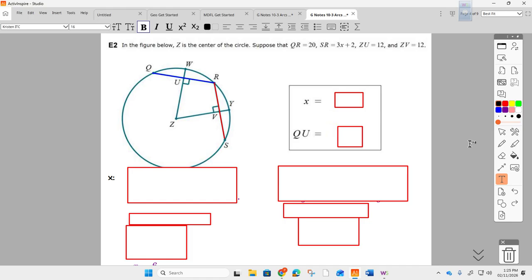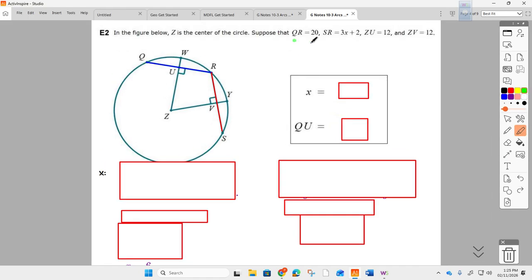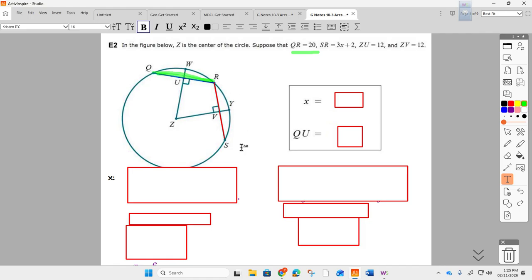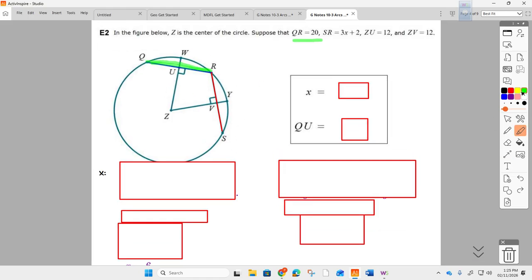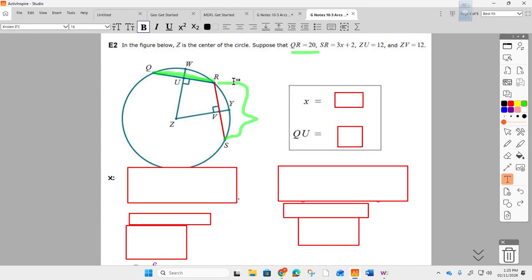All right, make sure we're marking our diagram. I forgot to mark mine. Let's go through the given information. They tell us that QR is 20. QR has a length of 20. It tells us that SR, this whole thing here, has a length of 3x plus 2. They tell us that ZU is 12, and they tell us that ZV is 12.